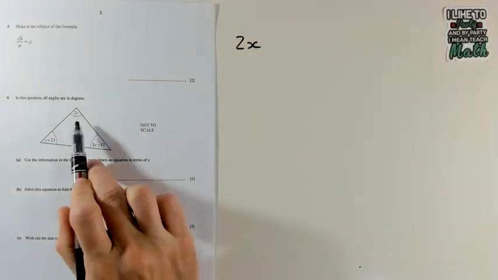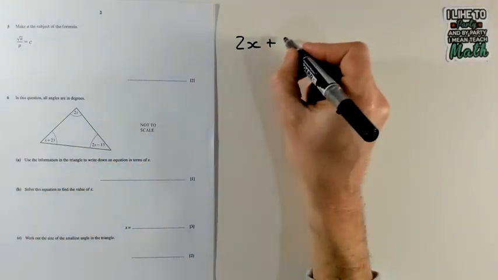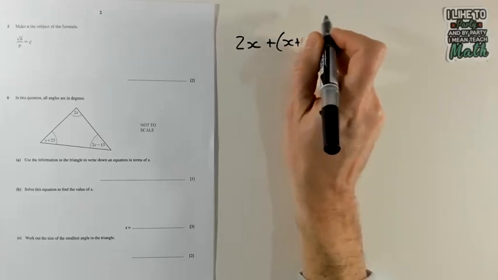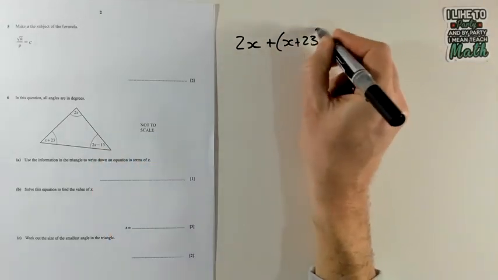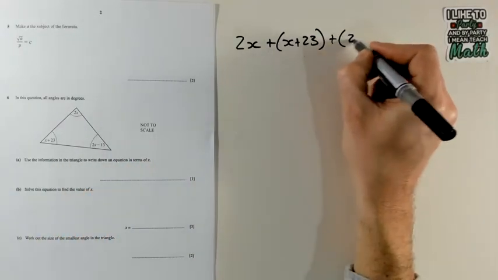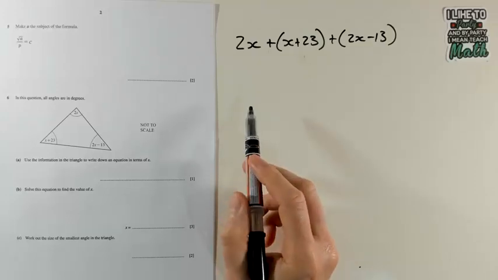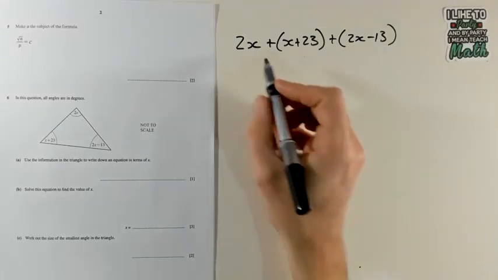So the first one is 2x. If I add that to this one, which is x plus 23, sorry, that's the 13 over there. So x plus 23, and then plus, put this in brackets, 2x minus 13. Maybe you don't have to put the brackets, but it's always safer that way.